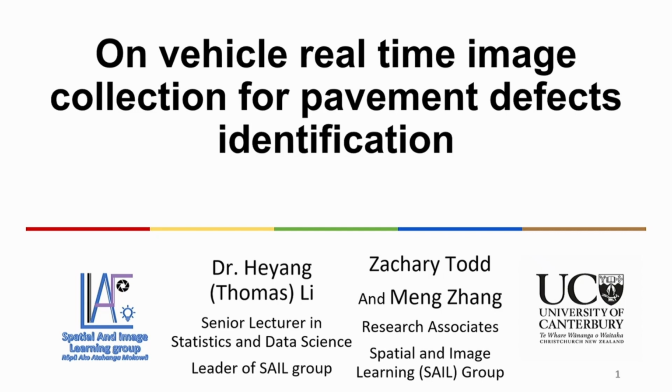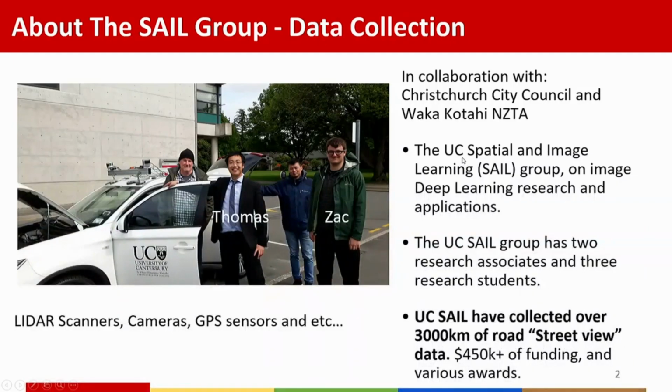My name is Thomas. I lead the UC cell group, and we have two research associates, Zach and Ming. This project is in collaboration with Waikato City Council and the ETA. We use a variety of deep learning research application tools. We also have 3 full-time research students. We have collected over 3,000 kilometers of road data using the tools that we have, and over 400 cases of funding for this project.